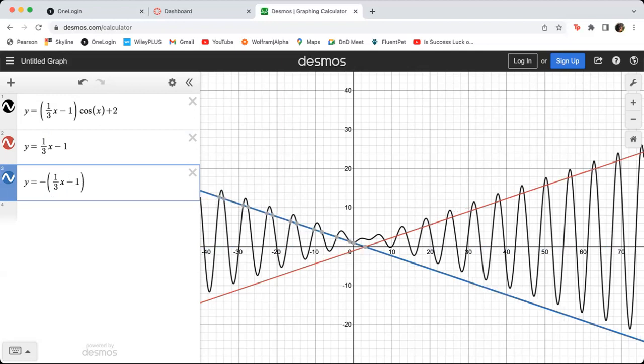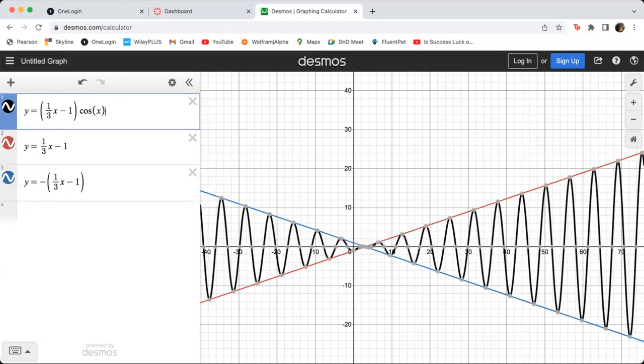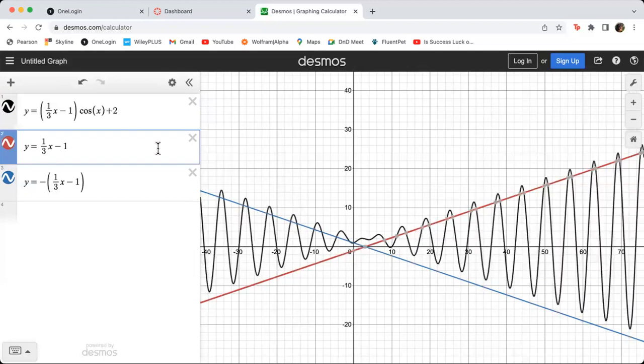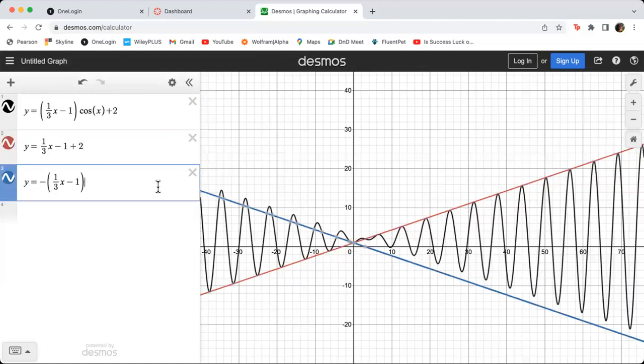Now you might be thinking, these aren't exactly at the top and the bottom. This is because the cosine is still adding stuff to this. So if I drop off this extra 2, now I'm landing right at the top and bottom. If I shift the top up by 2 and the bottom up by 2, now they're right where they need to be. So here we're seeing some long run behavior.